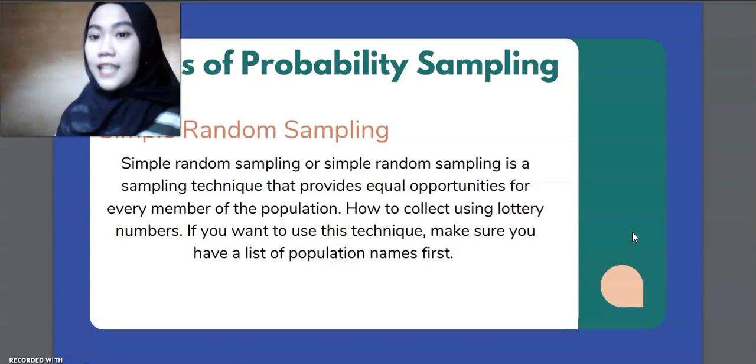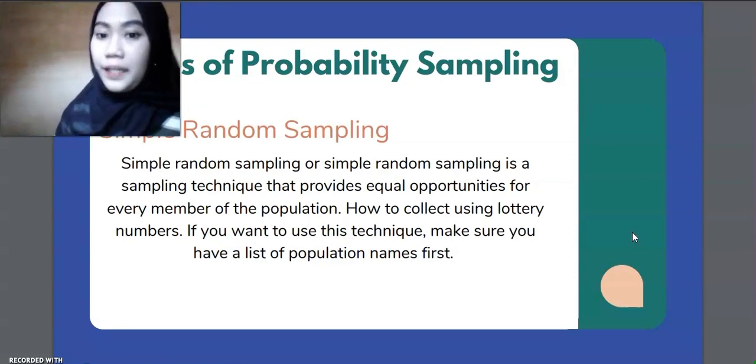In this presentation, I will present the presentation of research methodology. And the topic is types of probability sampling. There are some types of probability sampling. The first one is simple random sampling.